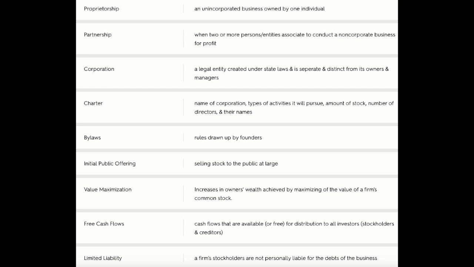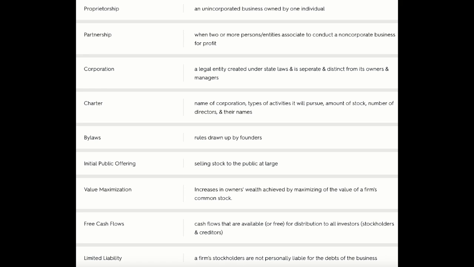A corporation is a legal entity created by a state and it is separate and distinct from its owners and managers. Its advantages are its unlimited life, ownership which is easily transferred through the exchange of stock, and limited liability. Because of these three factors, it is much easier for corporations to raise money in the capital markets.